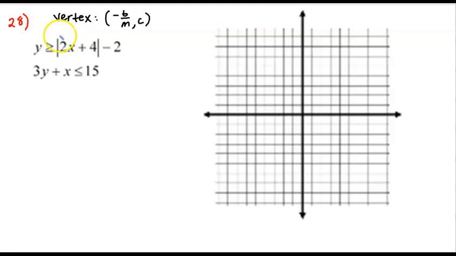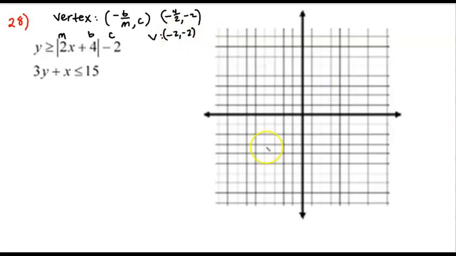So the number in front of x is always considered m in this formula. The other number inside the absolute value is b, so you can kind of see y equals mx plus b. And then you've got this other number outside being added or subtracted called c. So if we use our formula, the opposite of b over m, that's 4 over 2, and then c is negative 2. So that means the vertex of our V is going to be negative 2, negative 2.